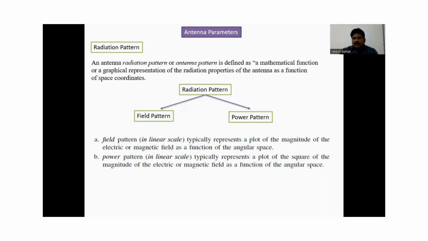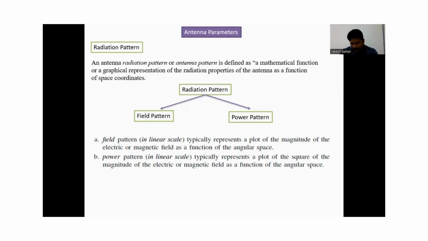The radiation pattern is broadly classified into two types. One is the field pattern, and the other one is the power pattern. What is meant by the field pattern and what is meant by the power pattern? The field pattern, also called linear scale, is the plot of the magnitude of the electric field or magnetic field as a function of angular space. It is called the field pattern.